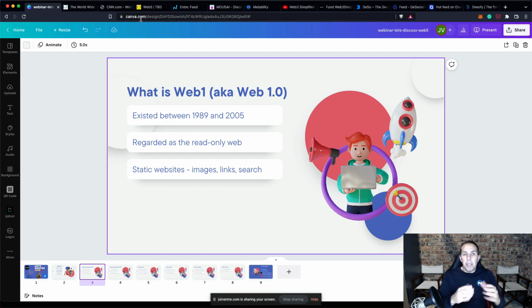And then from there, you would be able to read content, but not necessarily do much of anything else other than maybe navigate the website. Okay, there was no Facebook capabilities or Twitter capabilities to interact with that website. It was really just to open up and retrieve information. That's why we say read only. So it was static websites that pretty much contained images, links, and the ability to search for something.